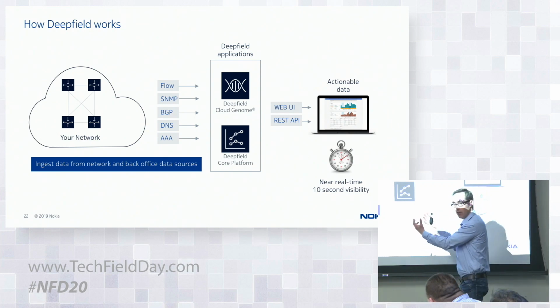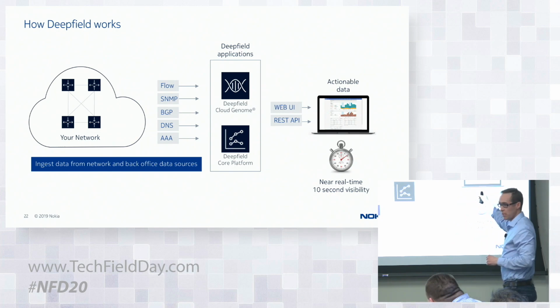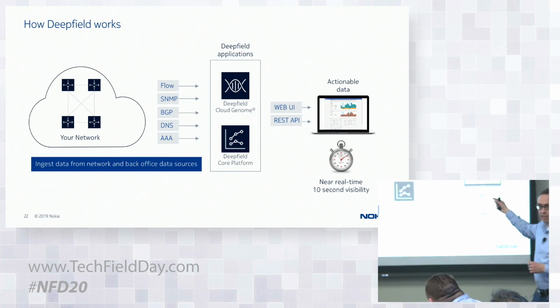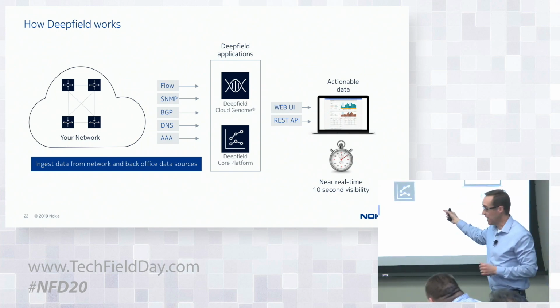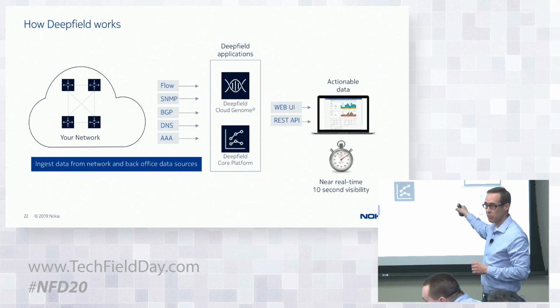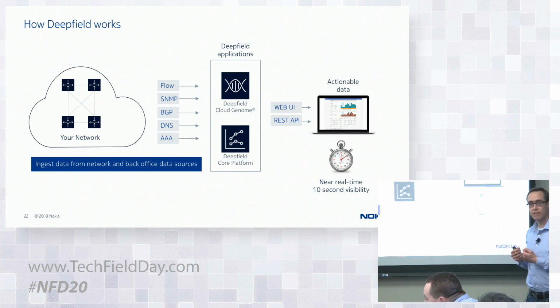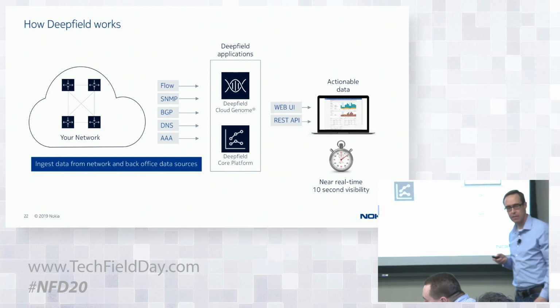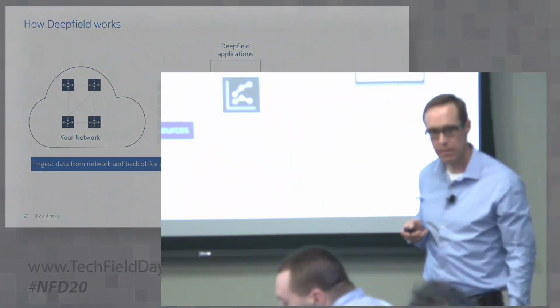So we get all this information. At this point, we have a ton of information in our system. We store that in our platform, and then we present it to our customers through a web UI and a fully open REST API. In fact, the web UI is using the REST API under the hood to pull that information out.